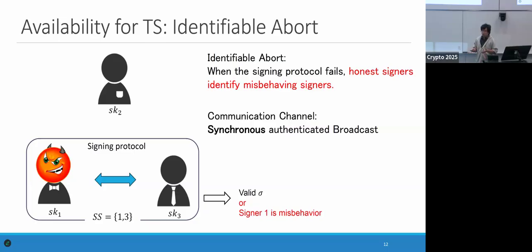Specifically, after terminating the signing protocol, signers obtain a valid signature or a set of misbehaviors. For the communication channel, identifiable abort requires a synchronous channel because honest signers have to distinguish two cases: a signer is honest but slow, or a signer is really malicious. In this work, we assume a synchronous authenticated broadcast channel.